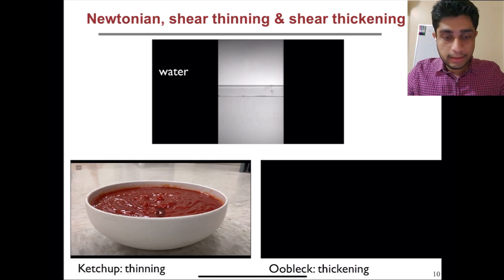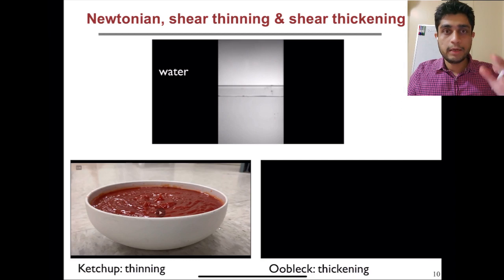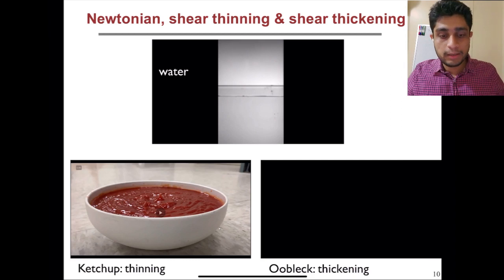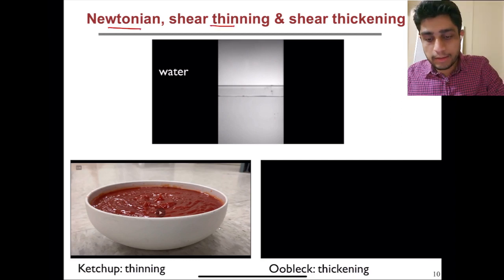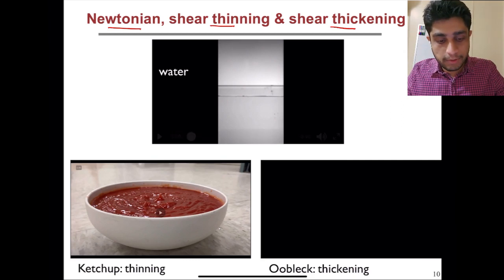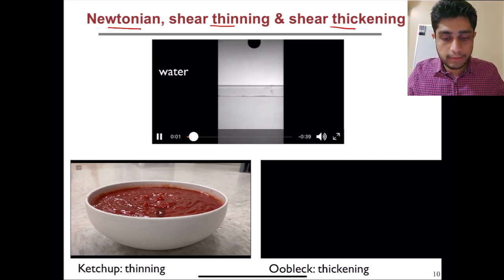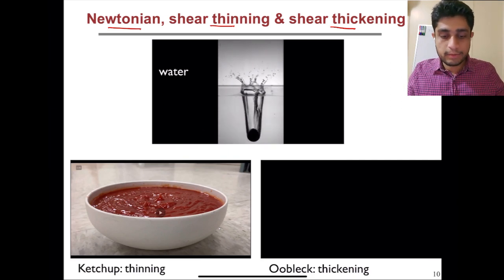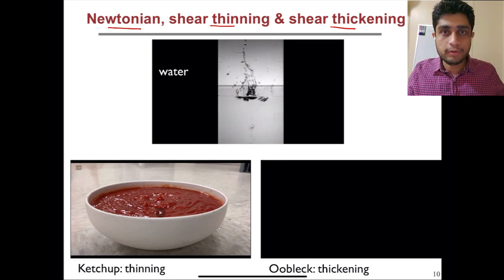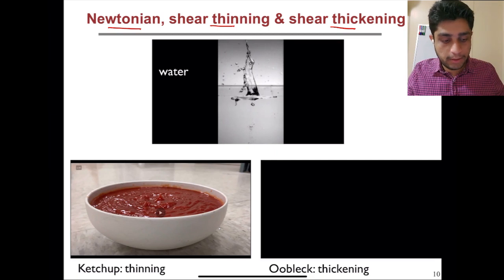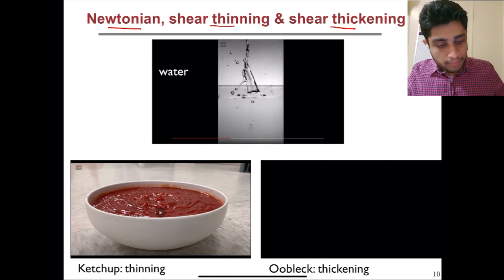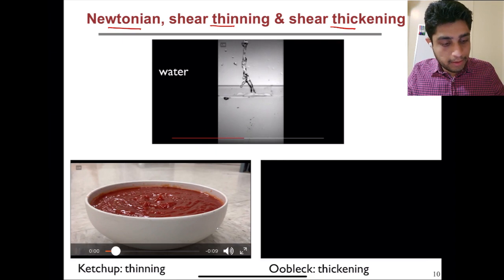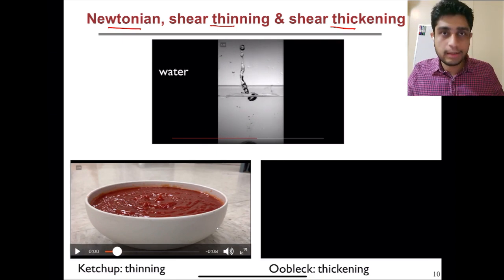And finally, these 3 videos are demonstrations of throwing or dropping a ball in a Newtonian, a shear thinning, and a shear thickening fluid. So first is water, which is a Newtonian fluid, and as you can see, when you drop a ball, it just enters and keeps dropping, and finally, as you might know, it moves with a terminal velocity.